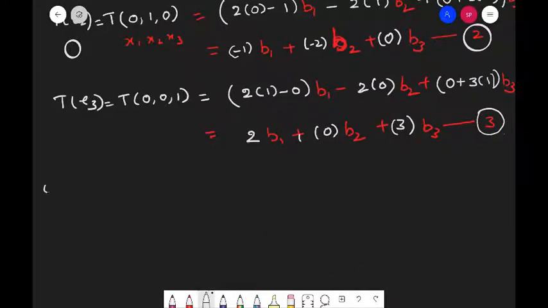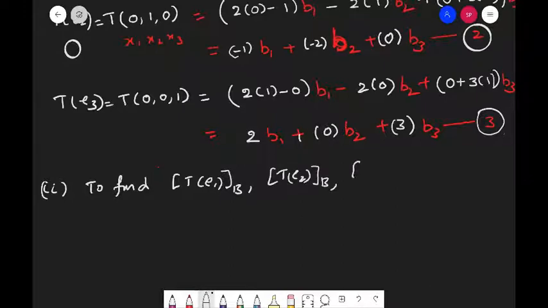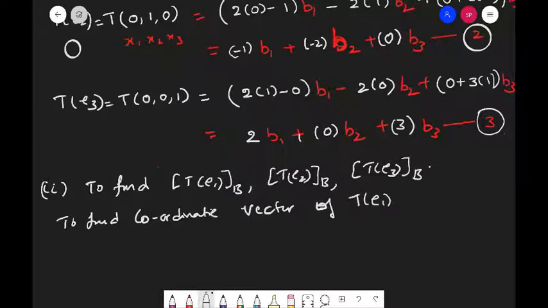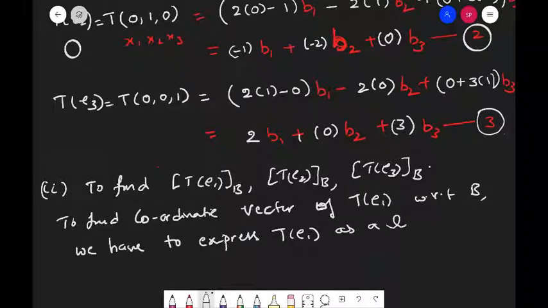Now let us go for the second one. The second one is to find the coordinate vectors of T of E1 with respect to B, T of E2 with respect to B, and T of E3 with respect to B. To find the coordinate vector of T of E1 with respect to B, we have to express T of E1 as a linear combination of the vectors in B, that is b1, b2, b3.